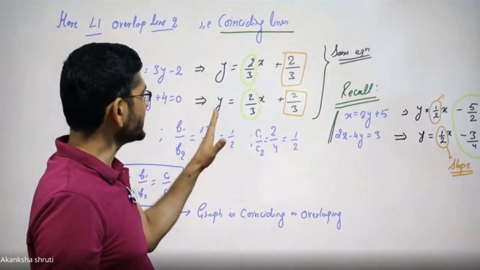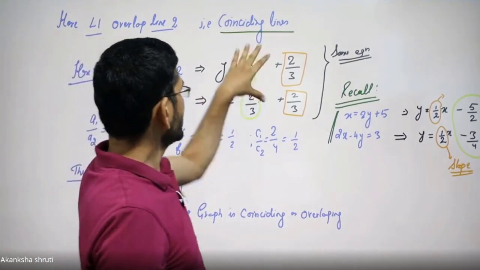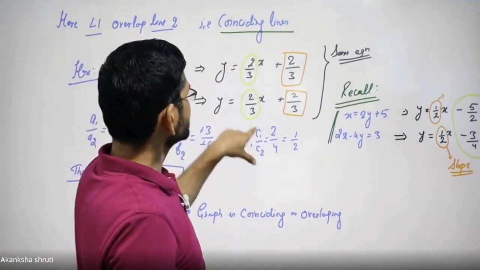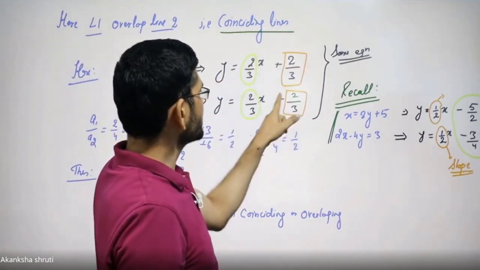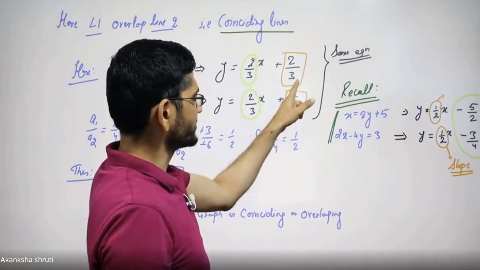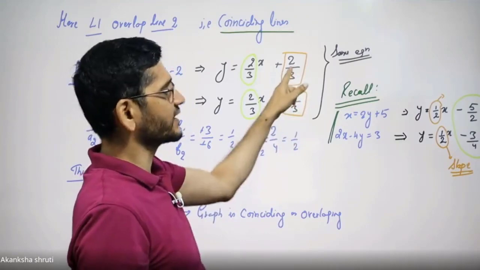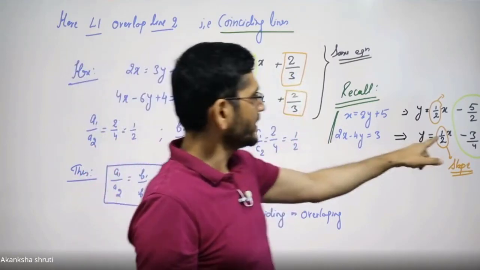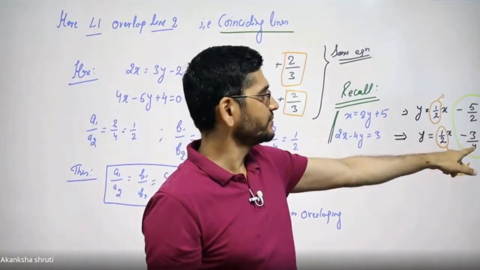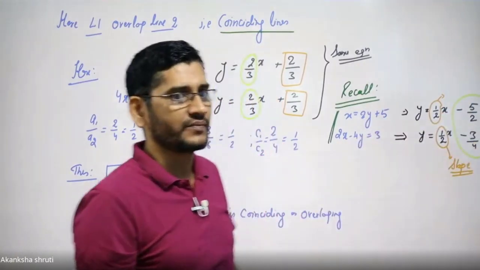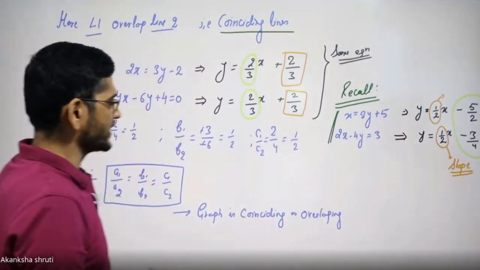But in this case, their coefficient of x is equal, the adding term is also equal, means the intercept is also equal. Means these two equations are not different, rather they are exactly the same. Okay? Here the two equations are different because of different constants. So this was all about today's class.